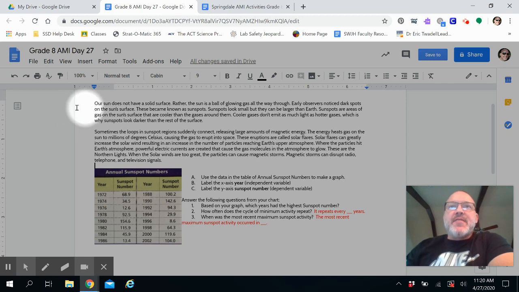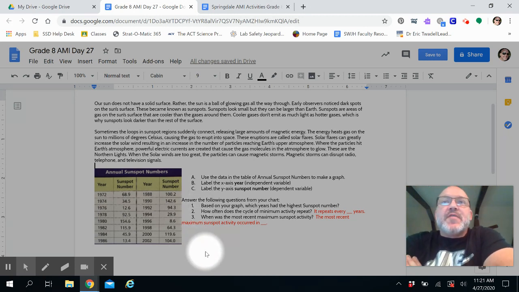So the first paragraph was really about what sunspots are and why sunspots look darker than the rest of the sun's surface. The second paragraph went into detail about how sunspots become solar flares and what happens to Earth as a result of those solar flares. And so, as you use the table to create your graph and answer the questions, I hope you've learned a little bit more about sunspots and solar flares.